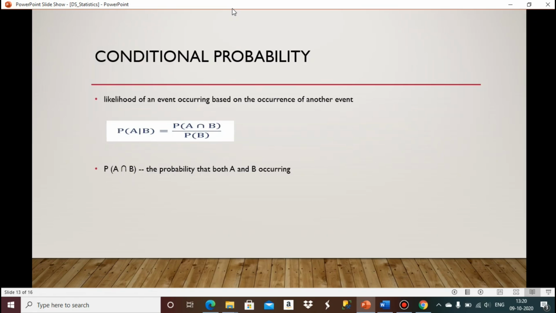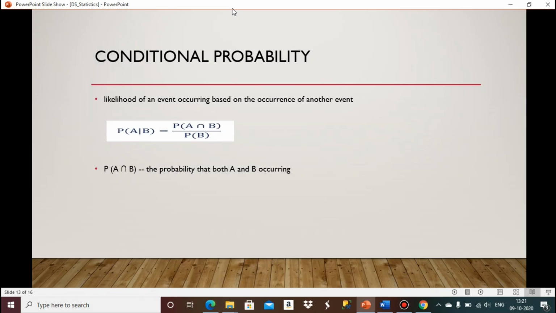So probability, you understand, is the likelihood of an event or an outcome. Conditional probability is when the likelihood of an event, whether it will occur or not, is dependent on the occurrence of another event. That means if event A has occurred, then event B will occur. So that is conditional probability.